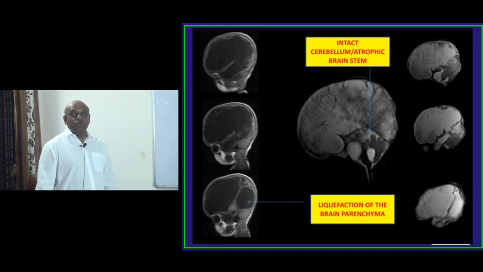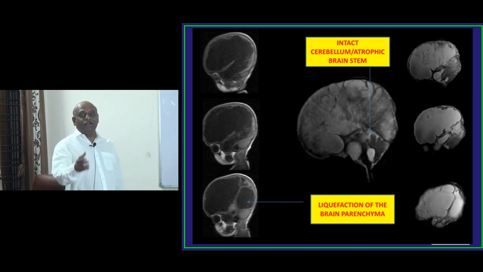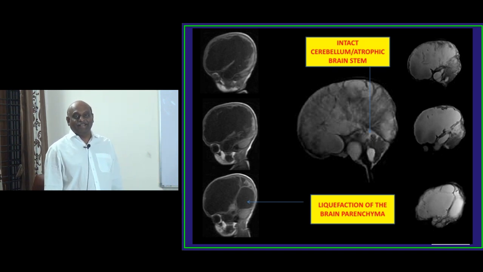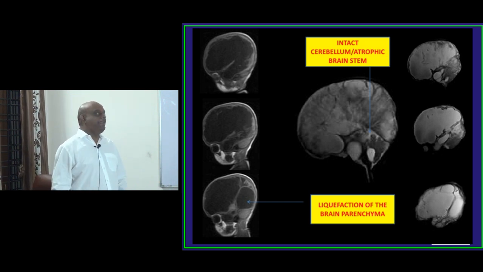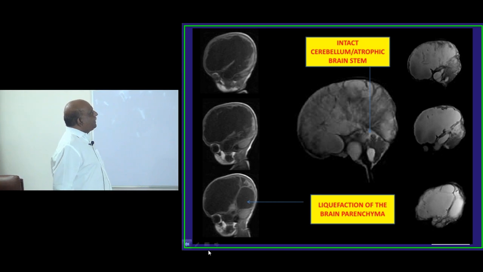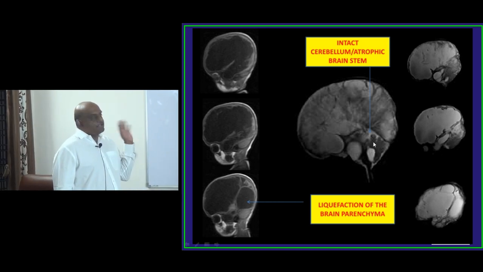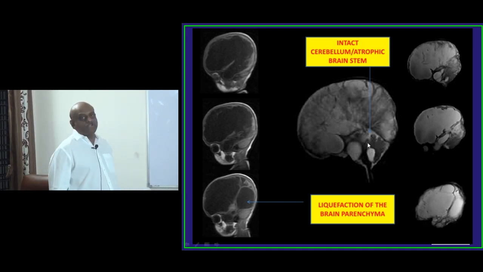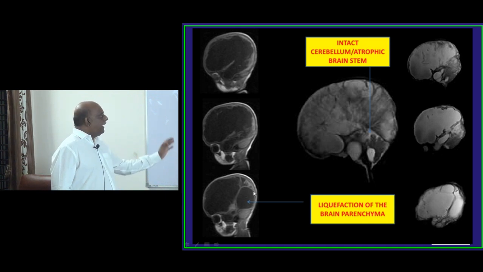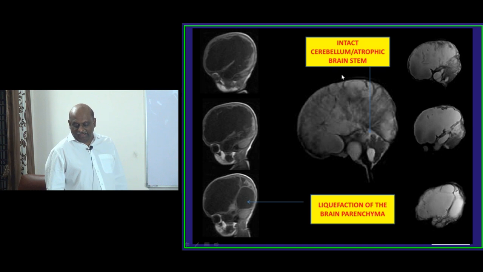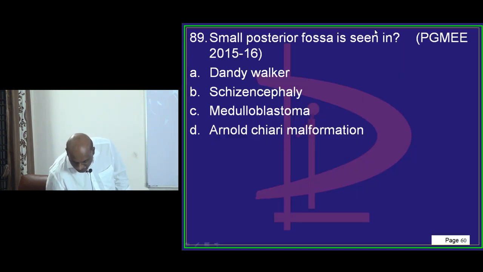In childhood, our school teacher would say, why Ramu, is your brain not working? That is hydrocephaly. Yes sir, the internal carotid got blocked, so hydrocephaly happened. So there will be an intact cerebellum, atrophic brainstem, and a liquefaction of the brain parenchyma in case of hydrocephaly.